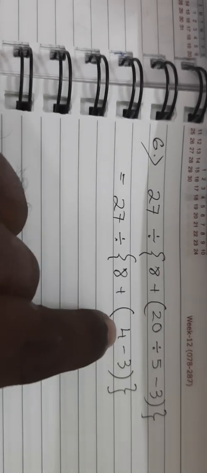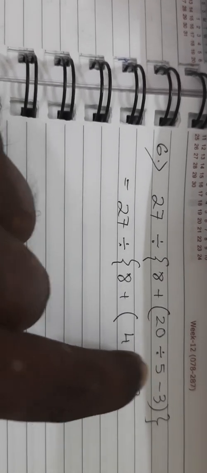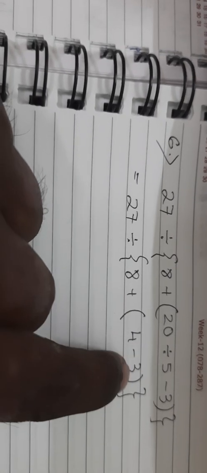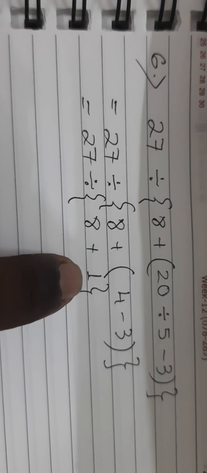20 divided by 5 is 4. So minus 3 is written as it is. So we haven't solved the first bracket yet. So in the next line within the first bracket, that is 4 minus 3 will be solved. 4 minus 3 is 1. So you can see the first bracket is solved, we got 1.